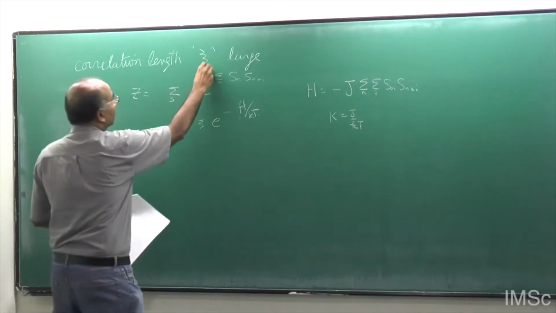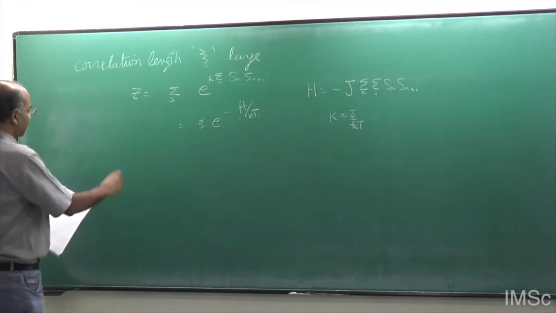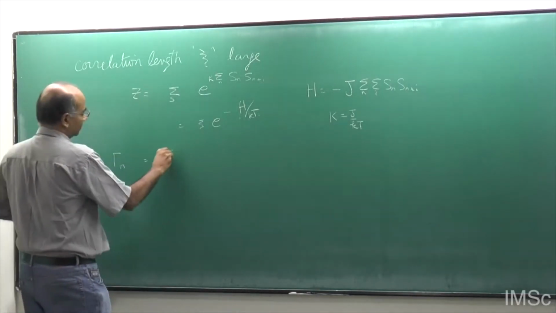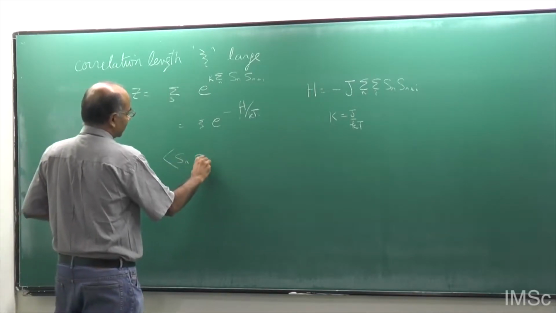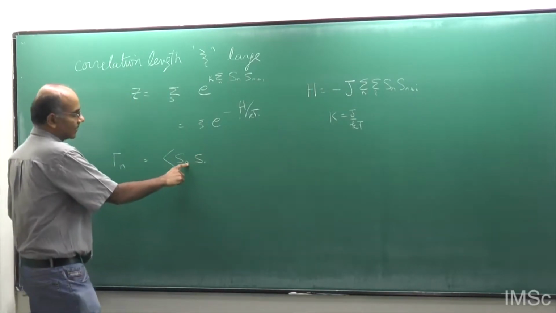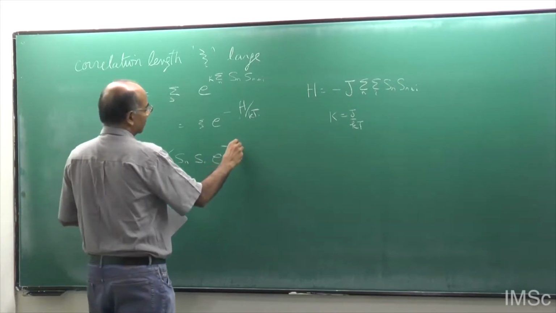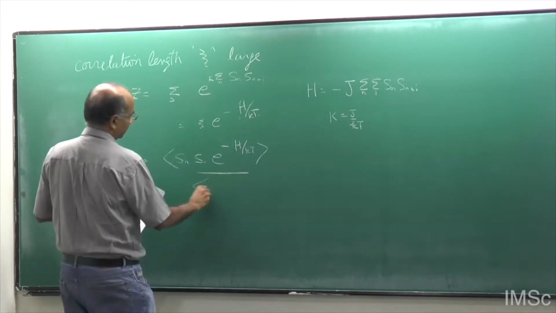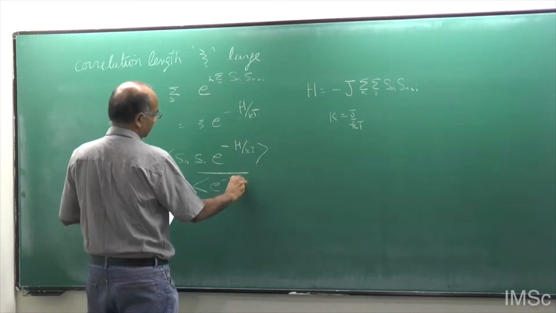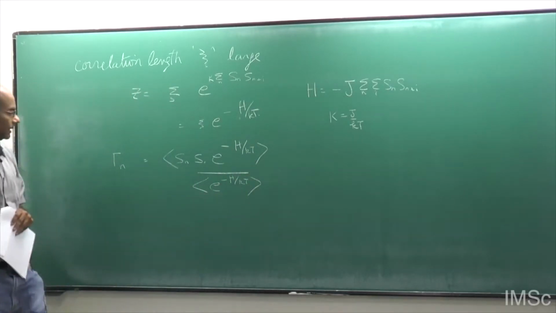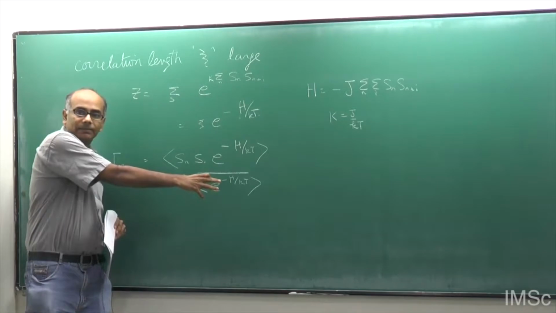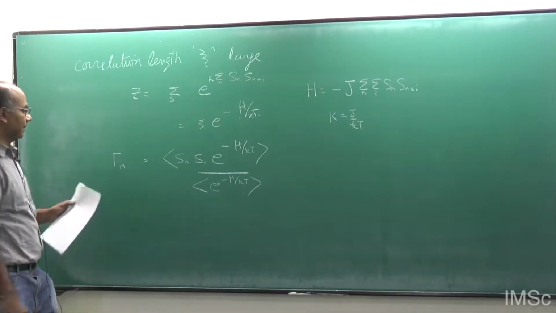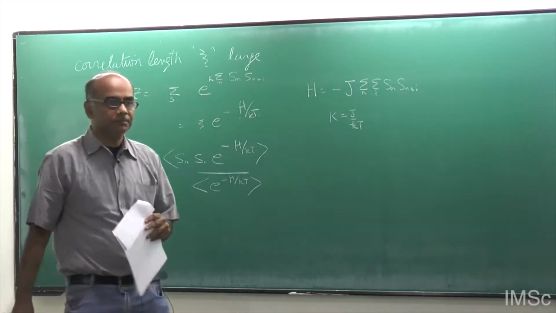The second thing is, since I've talked about this correlation, let me just define what that means. So we define gamma n like this. It's the correlation between the spin at site 0 and the spin at site n, e to the power of minus H by kT, divided by the partition function. Okay. So this is just normalizing it with the partition function, and this is the correlation gamma n. The Hamiltonian is not nearest neighbor interaction. Here it is.